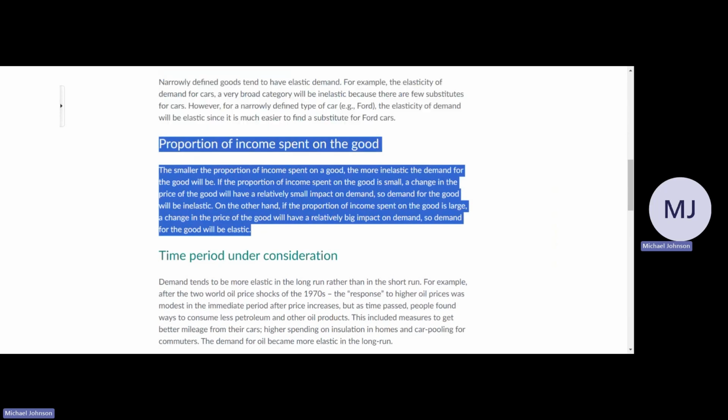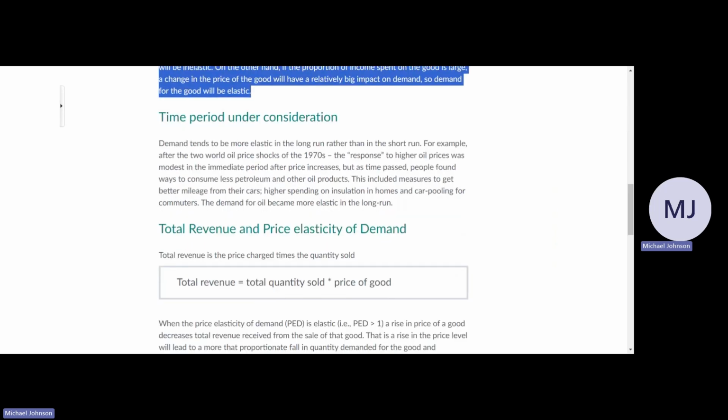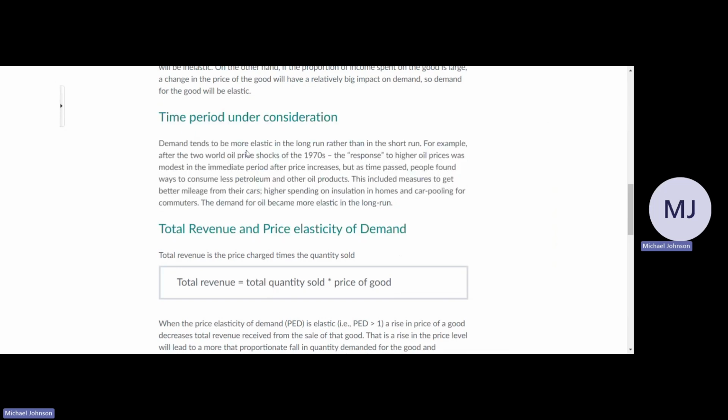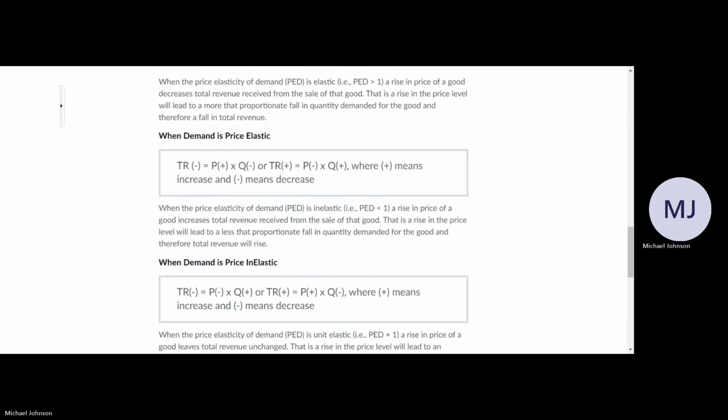So if the price goes up for, let's say, a Ferrari, people are going to be less likely to buy it because it's a big expense. Then over time, if the price is too expensive, people will shift and buy other things. So it would be more elastic in the long run because people will change their preferences and buy other things.